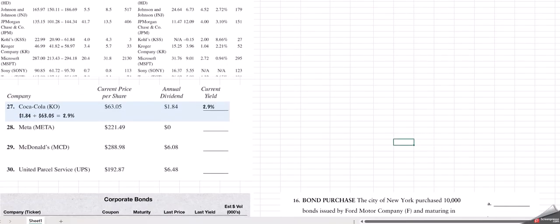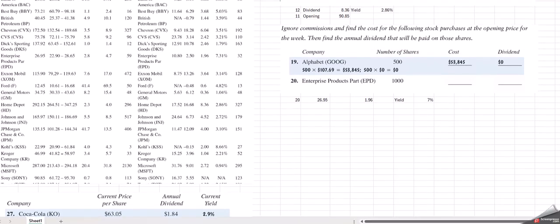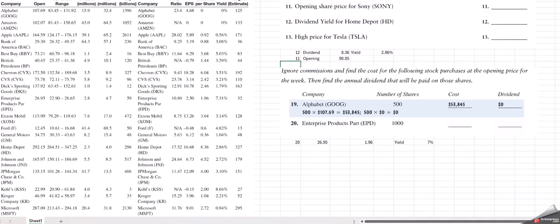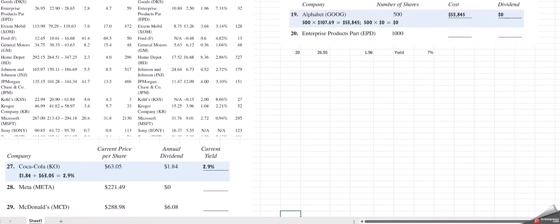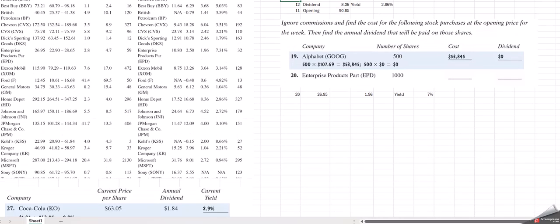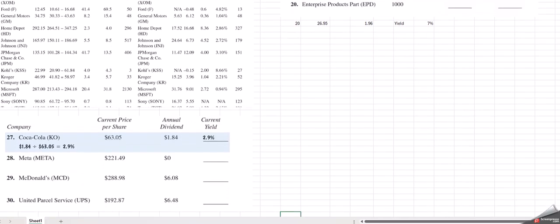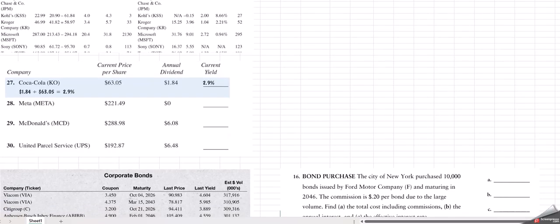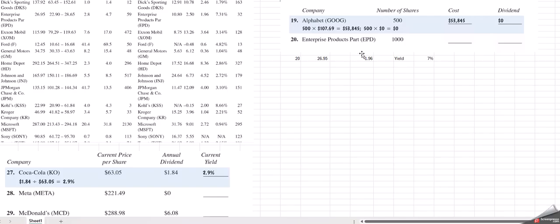Then we'll do one more down here. We'll do McDonald's or Meta, whichever one we can see in the table. Do I not see either one of those? What about United Parcel Service? I feel like I didn't cut that much off, but I must have cut enough off. All right, well, I guess we'll skip those ones because I feel like I've cut them all off. But you would just do that same thing I did up there: the opening price, the annual dividend, and then calculate the yield.